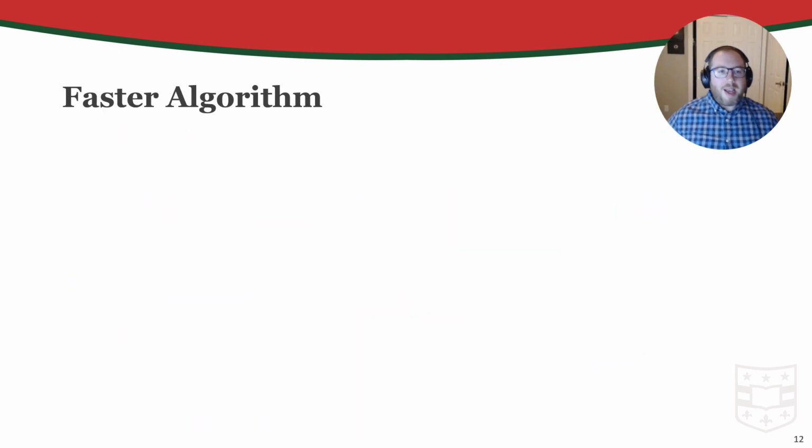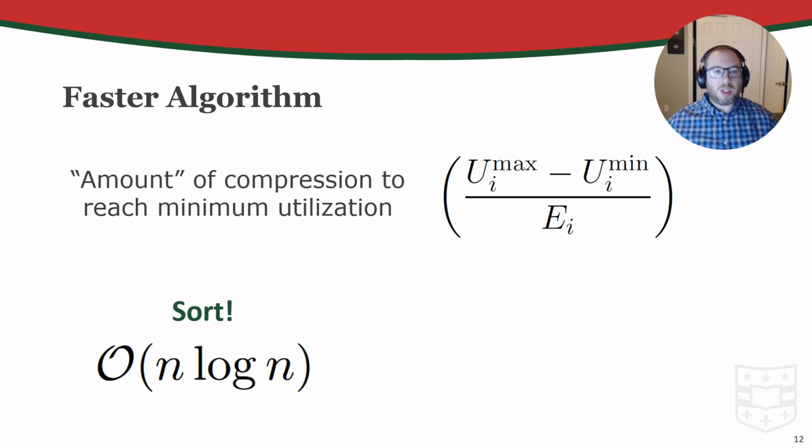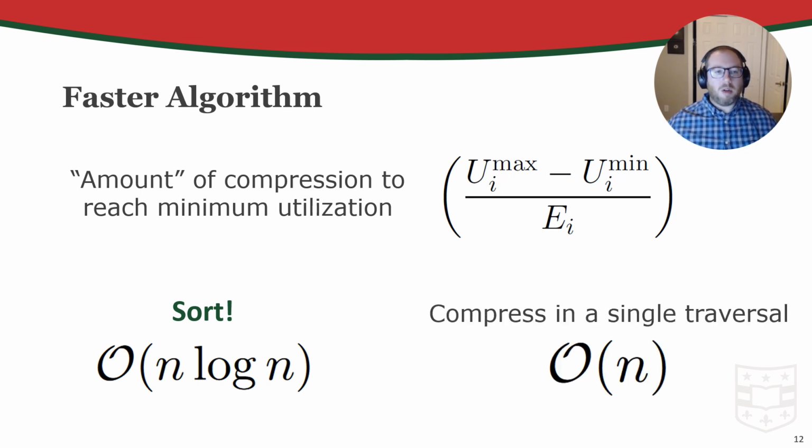So the question we wanted to ask in this paper was, is there a faster way to do this? The key observation we make here is that there is an amount of compression needed to bring each task to its minimum utilization. So if we sort tasks by this value, we know the order in which they will reach their minimum utilization constraints. And so in this paper, we demonstrate an algorithm that allows compression in a single traversal of the sorted list. And moreover, the sort only has to be done one time. After that, admission control or other online adaptation, which is what we want to be efficient, can happen in linear time.